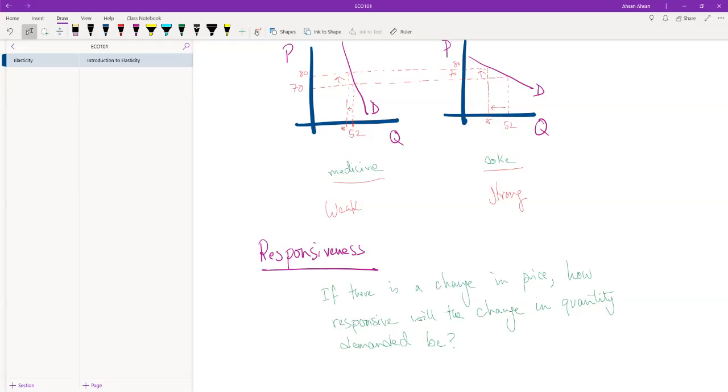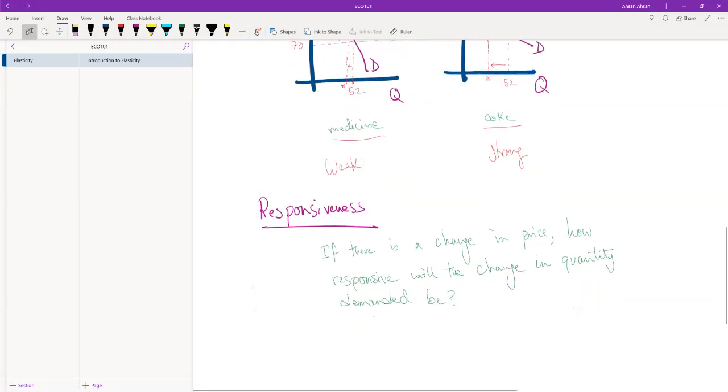On the contrary, if we look at Coke, when there was a change in price, there was a relatively much larger change in quantity demanded. So basically, Coke is very price responsive. If price changes by even a little bit, there will be a much larger change in the quantity that is demanded of Coke. And this isn't just for Coke, a lot of other things are also price responsive.